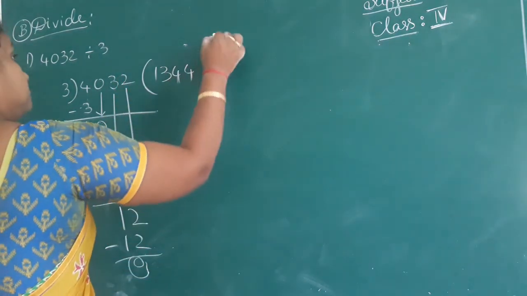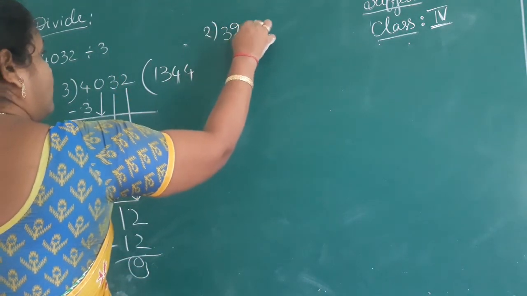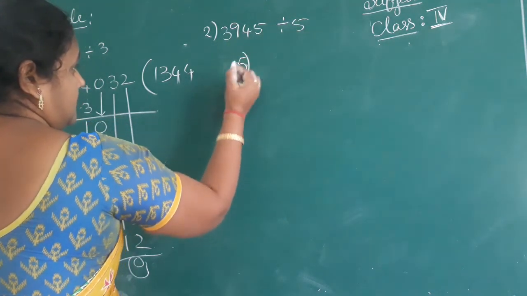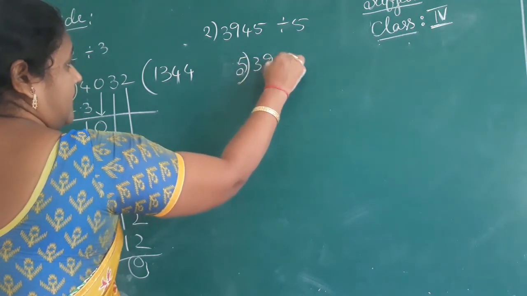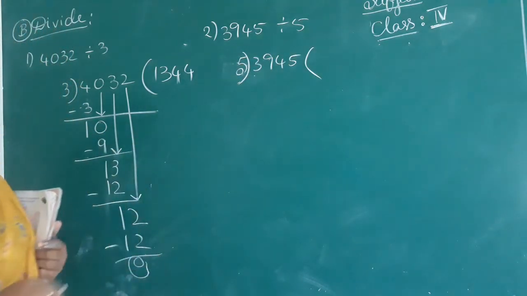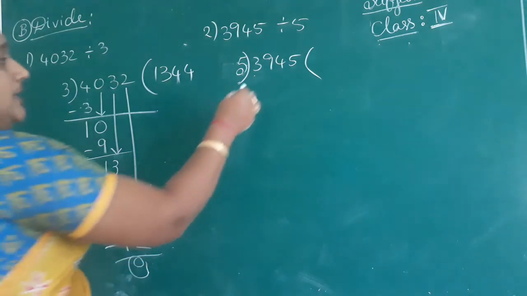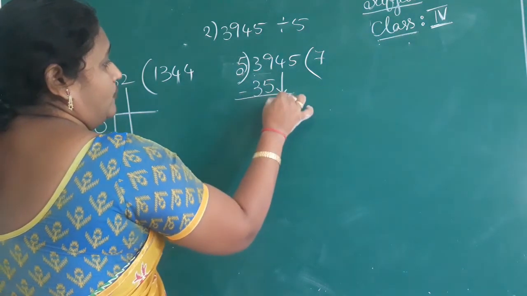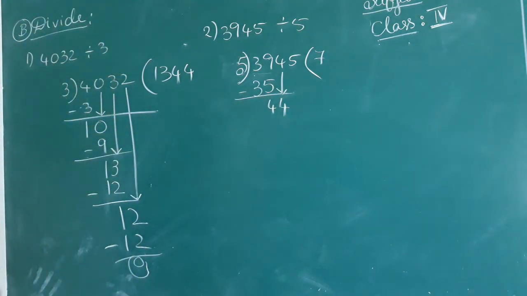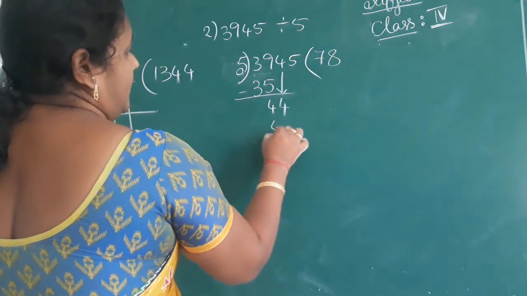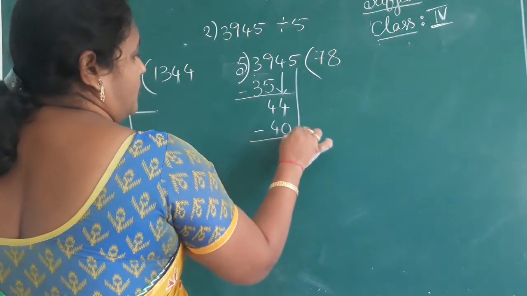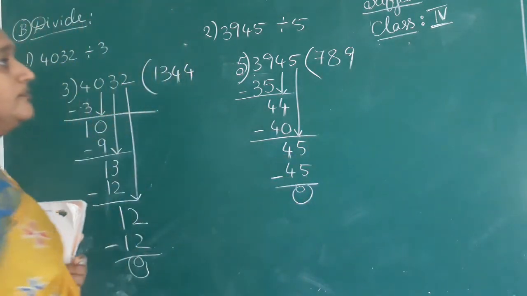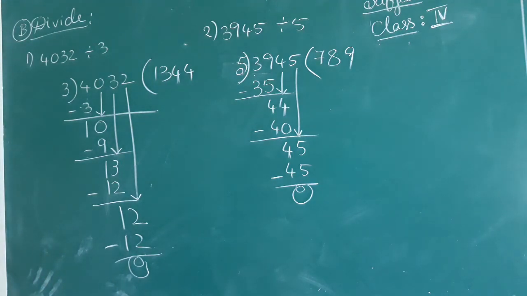Second one. 3945 divided by 5. In 5 table 3 is a smaller number, so you have to take 2 numbers at a time. 39, 5 sevens 35, remainder 4. Now drop down 4, 44. 5 table 44, 5 eights 40, remainder 4. Now drop down 5. 5 nines 45, remainder 3. Okay, see the next one, Amma.